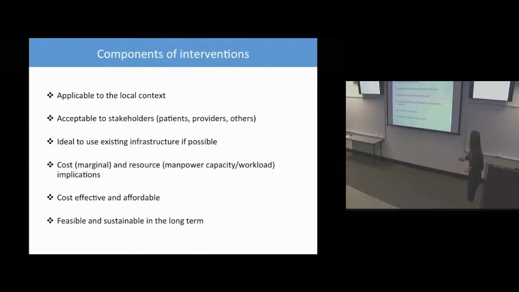Sensitize them. It's ideal to use existing infrastructure if possible, right? Because it helps you a lot. You don't want to go and build parallel structures. Parallel programs are always most expensive. If you use the existing infrastructure, it saves you a lot of cost. Because your cost is always going to be marginal, you'll be only adding another component.